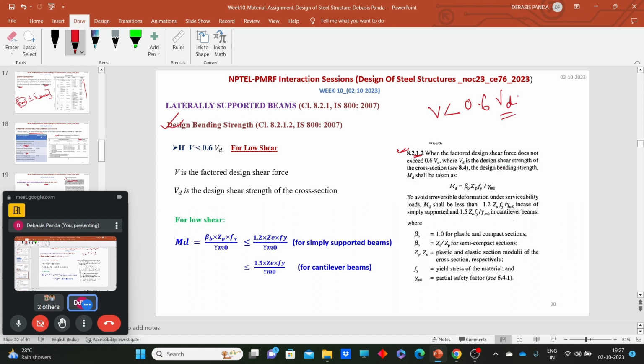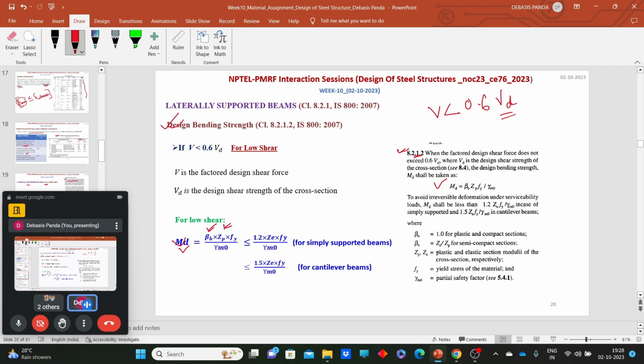So how we can calculate the VD, we will see in a minute. If this situation happens, that the factored shear on your beam is less than 0.6 times the design shear strength of the cross section, then the design bending strength MD can be calculated as beta B ZP Fy by gamma m naught.